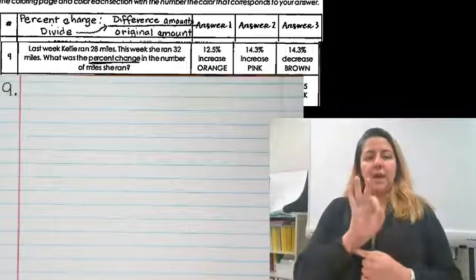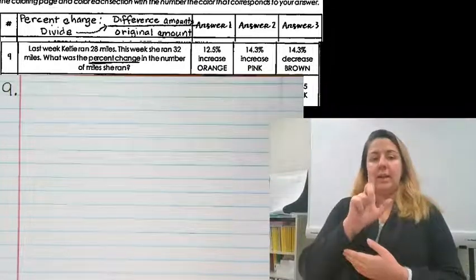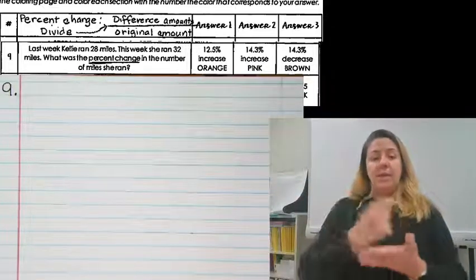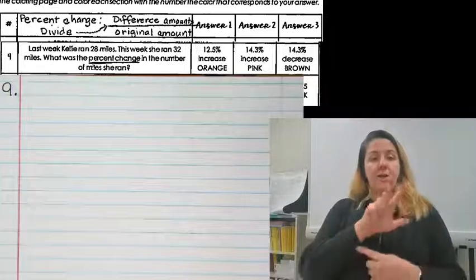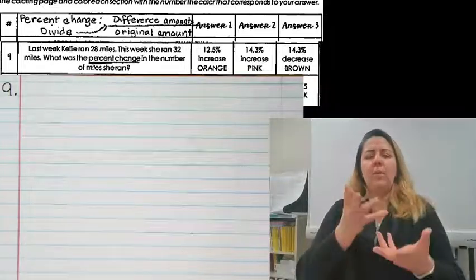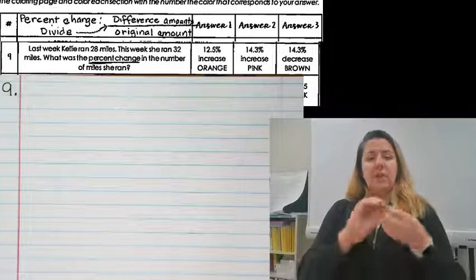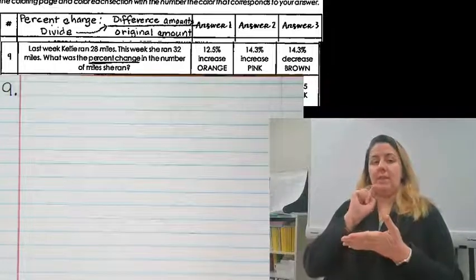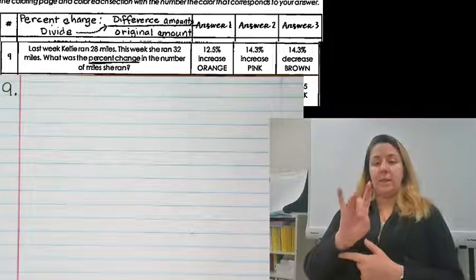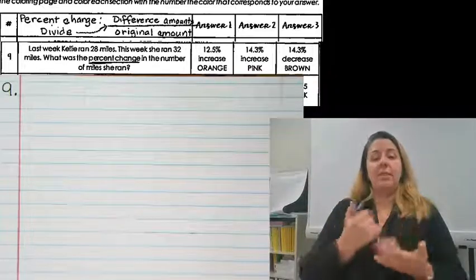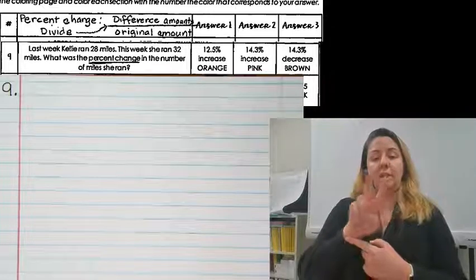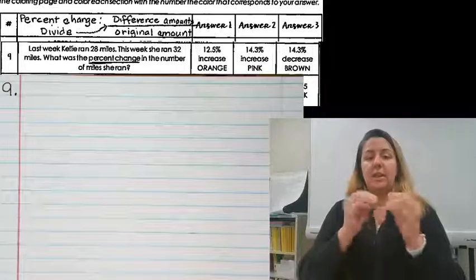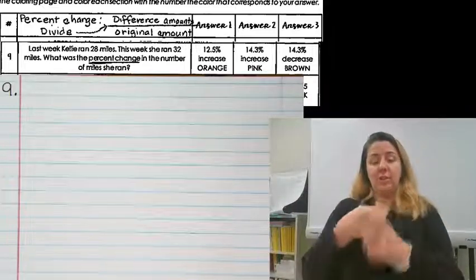Okay, number 9. Last week, Kelly ran 28 miles. This week, she ran 32 miles. What was the percent change in the number of miles she ran?